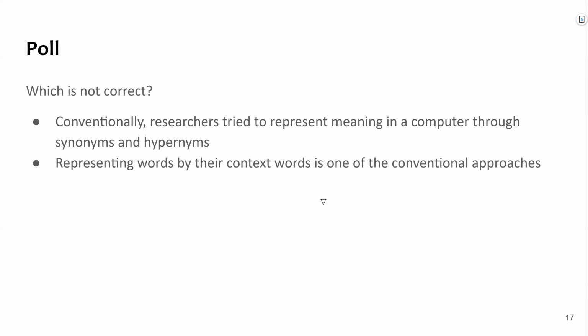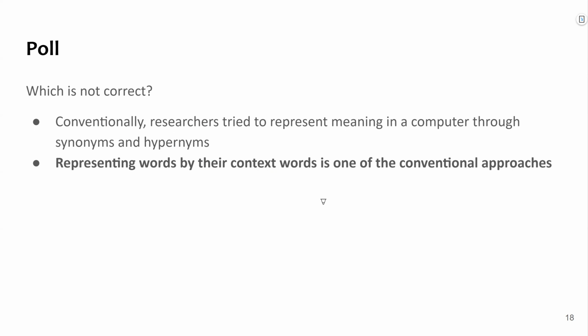Okay, let's check the answer together. The answer is the second one. Conventionally, researchers try to represent meaning in a computer through synonyms and hypernyms, for example, WordNet. And the second option, representing words by their context words, is not one of the conventional approaches. No, it's one of the most successful modern statistical NLP technologies.